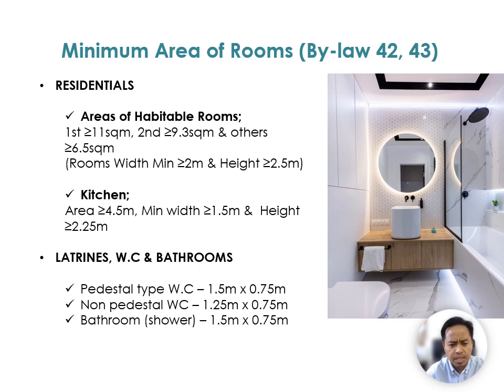Kitchen area should be bigger than 4.5 square meters with a minimum width of not less than 1.5 meters, and the height should be bigger than 2.25 meters. What about latrines, WCs, and bathrooms? It pretty much depends on what type of WC is offered. If the pedestal type WC is used, the size of the latrine or cubicle should be no less than 1.5 meters by 0.75 meter. Whereas for non-pedestal WC, it should be no less than 1.25 meters by 0.75 meter. And the bathroom or shower cubicle should be no less than 1.5 meters by 0.75 meter.